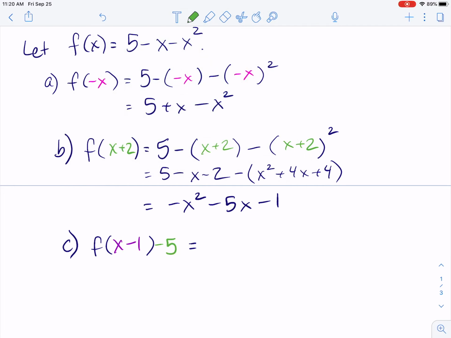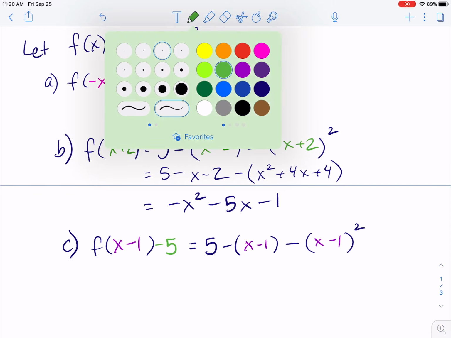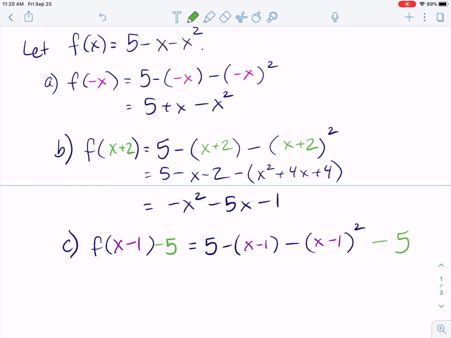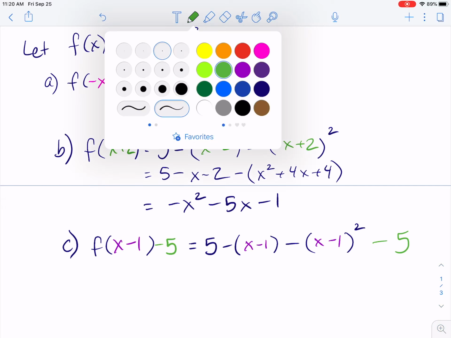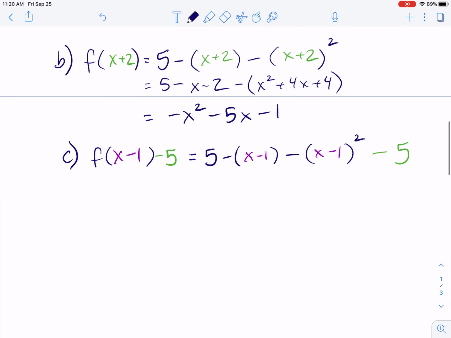Okay, so the first part here is f of x. Well, f is this. Minus something squared. Well, okay, so let's use the something is now x minus 1, but then we also have a minus 5 at the end. Okay, so when I go to clean this up, we end up with 5 minus x plus 1.